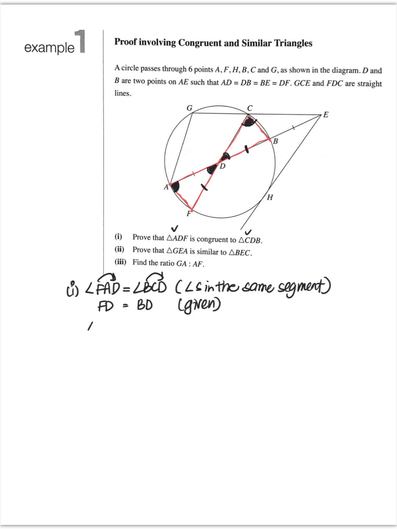And then the last one will be this angle, angle D. So angle ADF is equal to angle CDB, vertically opposite angles. So therefore, triangle ADF is congruent to triangle CDB. The reason would be angle, angle, side.